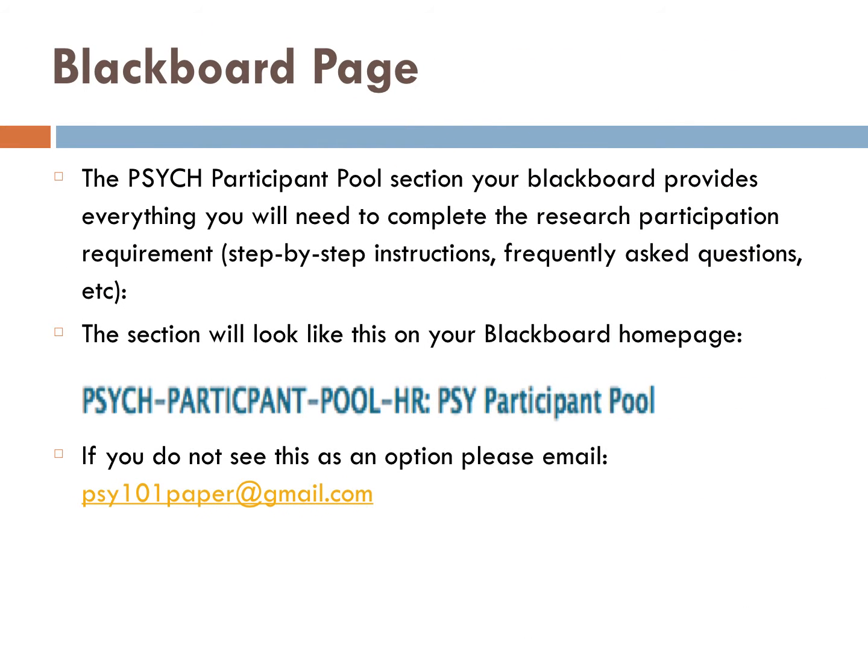So as I mentioned, we do have a Blackboard section entitled Psych Participant Pool. Now when you log into Blackboard, you should see this on your home page as it's shown here. And what you can do is go ahead and click on that link, in which there are several sections with all the information you need on how to complete the research requirement. Now, if for some reason you log into Blackboard and you don't see this section, just go ahead and email us with your red ID and we can get that section added to your profile.